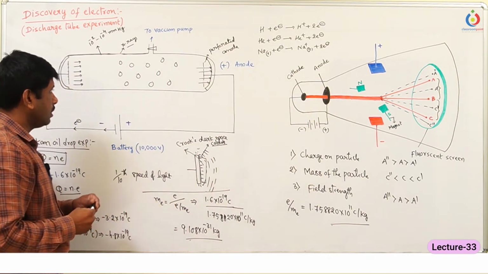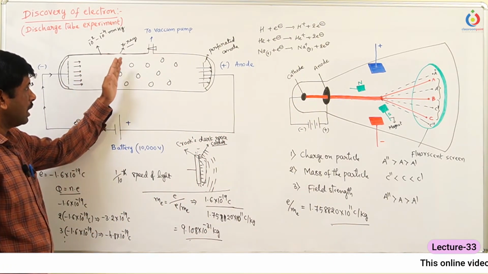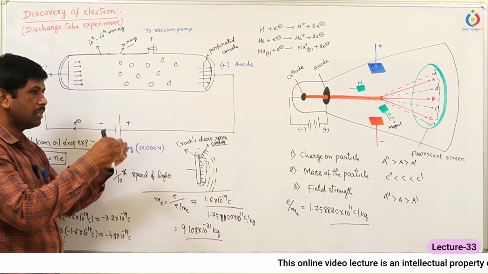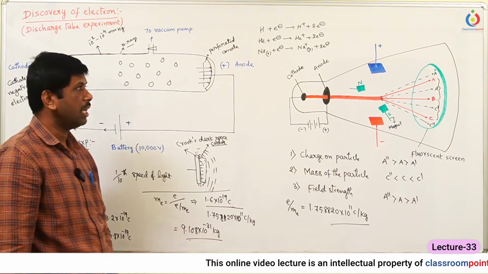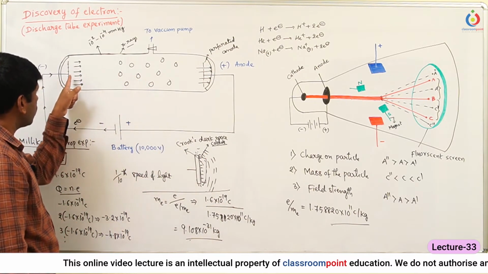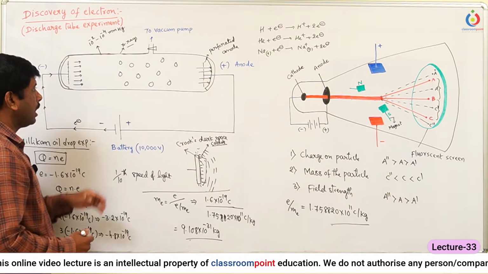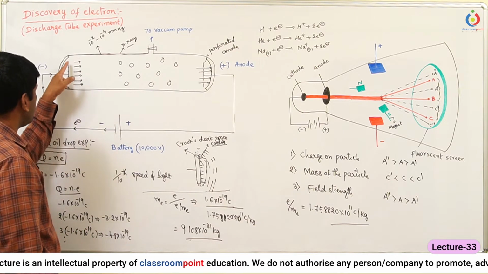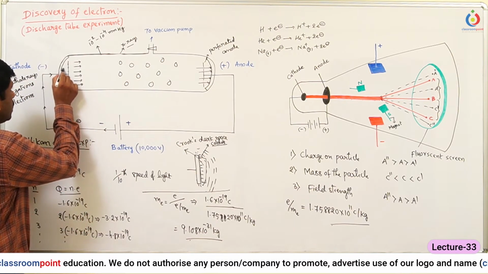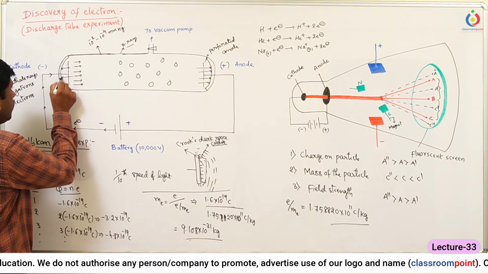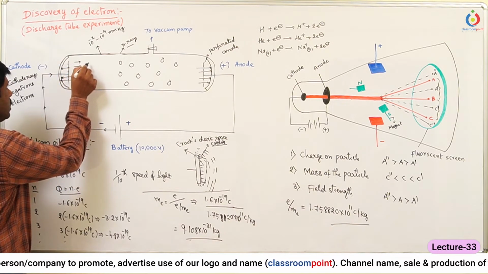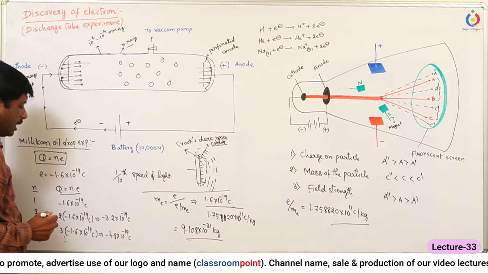So whenever these cathode rays hit the gas present in the discharge tube, they ionize the gas, meaning they remove the electrons from the gas and create positive ions. These positive ions are attracted towards the cathode and their propagation is observed by placing a zinc sulfide screen. Whenever the charged particles hit the zinc sulfide screen, they produce tiny flashes. Whenever they come through these holes, they hit the zinc sulfide screen and produce tiny flashes.